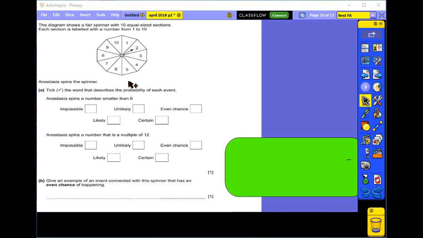He's telling you the answer. Anastasia spins a number that is a multiple of 12, a number that is in table 12. Is there here any number in table 12, Yasif? No, not in table 12. So it's impossible. Thank you. Good job, guys. Right. Thank you, Yasif. Let's go to the next.